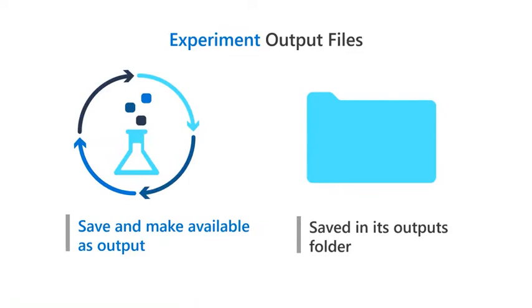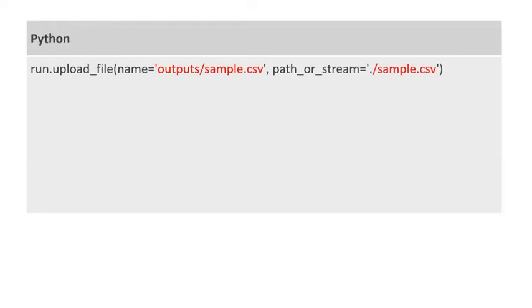The output files of an experiment are saved in its Outputs folder. The technique you use to add files to the outputs of an experiment depends on how you're running the experiment. The examples mentioned here so far control the experiment lifecycle inline in your code. When taking this approach, you can upload local files to the Run's Outputs folder by using the Run object's upload_file method in your experiment code.